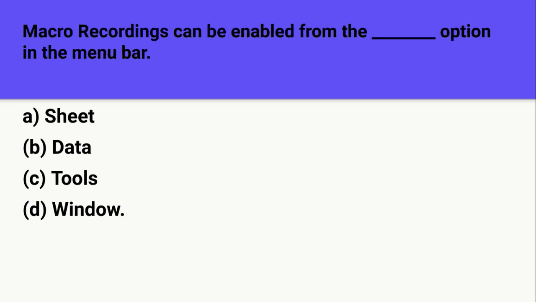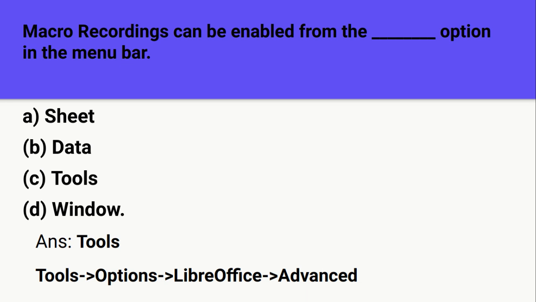Next, macro recordings can be enabled from which option in the menu bar? Answer is tools. That means first we have to take tools, then options, then LibreOffice, then advanced. That is the step. So macro recordings can be enabled from the tools option in the menu bar.